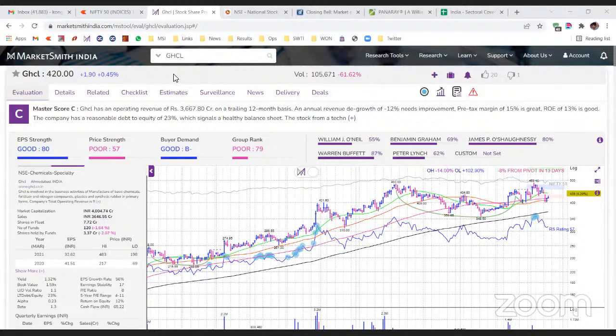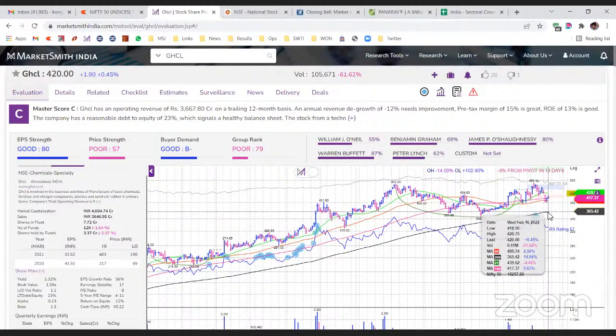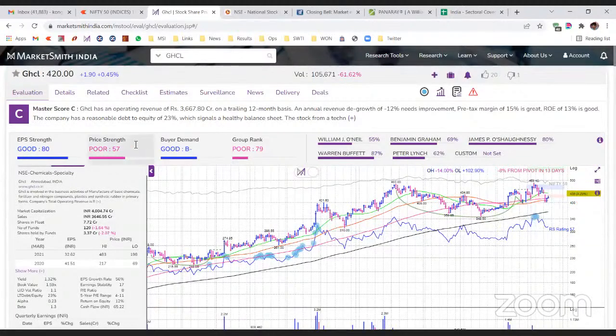So GHCL is still one of the few stocks holding above most of its key moving averages, just below the 21 DMA, resting around the 50 DMA at the moment. The price strength, compared to the other stocks we have looked at, is still decent at 57, but not at par with William O'Neil's methodology. EPS remains good. When we track the recent results, the company reported a decent set of numbers.